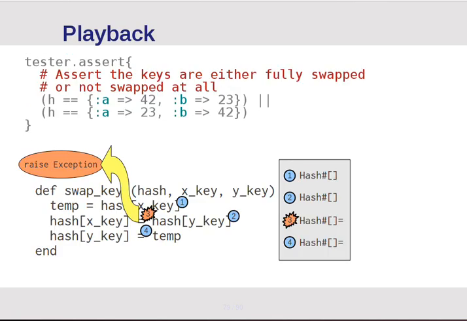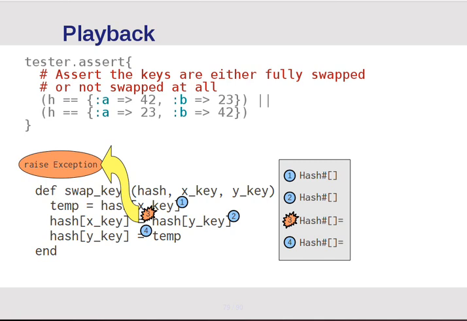And then in the playback phase, we make an assertion. Here we're making the strong assertion. We're saying that either the keys are fully swapped or they're not swapped at all, but they're not stuck in some intermediate position. And our exception tester is going to run the test script as many times as there are call points, and each time it's going to pick a different call point and force that call point to raise an exception. So in this example here, it's reached the 3rd call point, and it's forcing that hash call to raise an exception. And then it's going to catch that exception and verify that the assertion still holds.